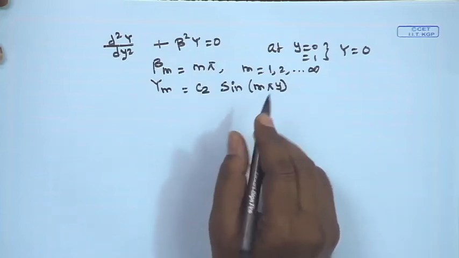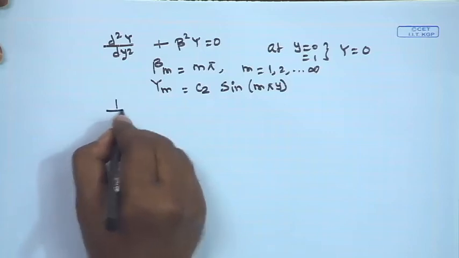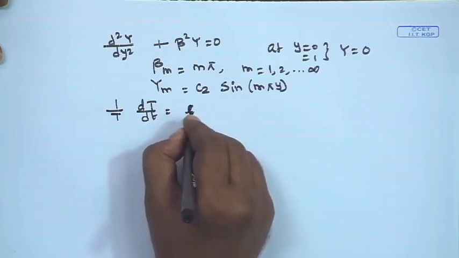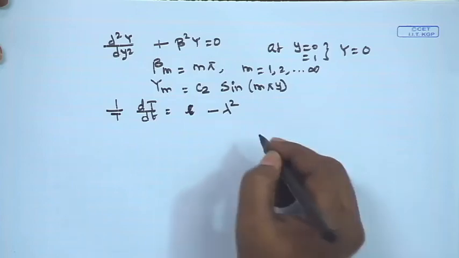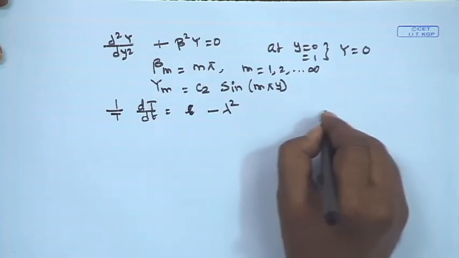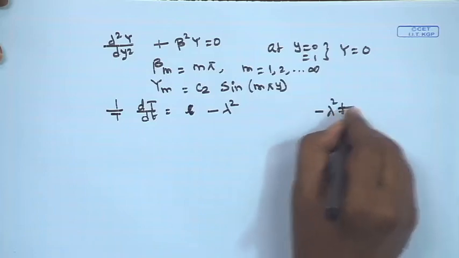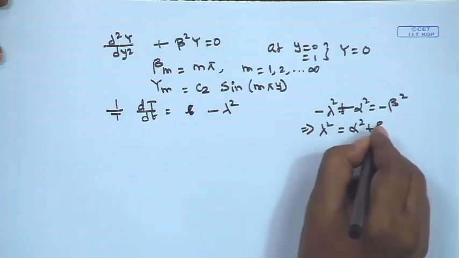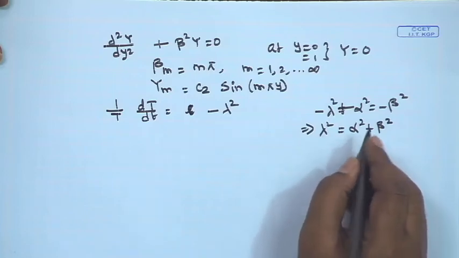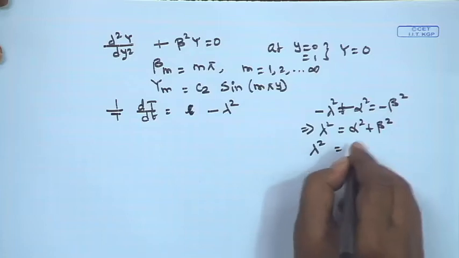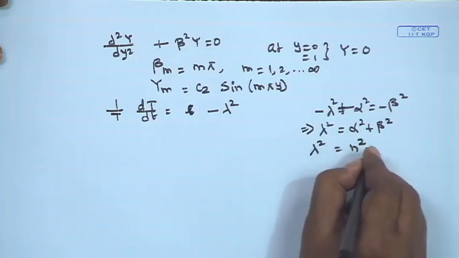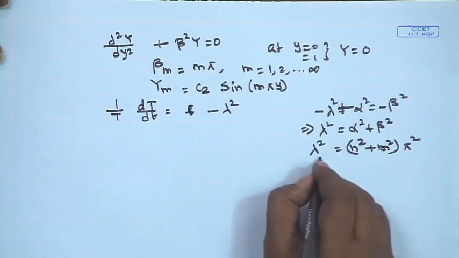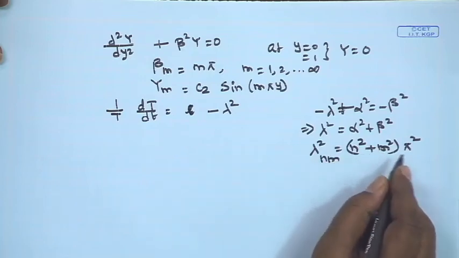Now, we can look into the solution of time varying part. If you remember, the time varying part was 1 over T dT dt is equal to exponential would have been minus lambda square, and let us look into the definition of lambda. Minus lambda square is equal to plus alpha square is equal to minus beta square. So, lambda square will be nothing but alpha square plus beta square, and let us put the value of alpha and beta. Alpha is nothing but n pi, so it will be n square, beta is m pi, so it is m square pi square. So, since lambda is function of both n and m, we write lambda n m is equal to n square plus m square pi square.